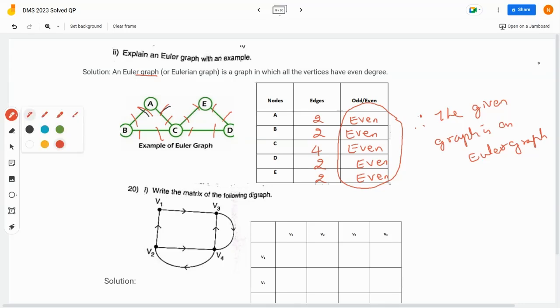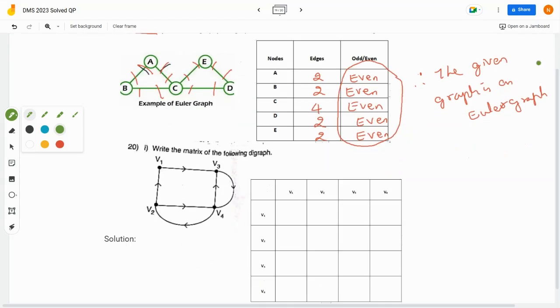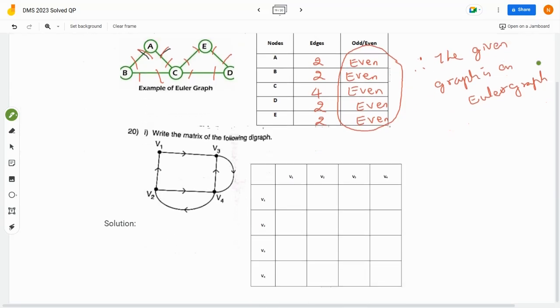Then moving on to the next question. Here they have given: write the matrix for the following graph. We just have to check how many edges are there between the vertices. V1 to V1, we have no, it is 0. V1 to V2, we don't have, it is 0. V1 to V3, yes, it is there, so it is 1. V1 to V4, no, it is 0.